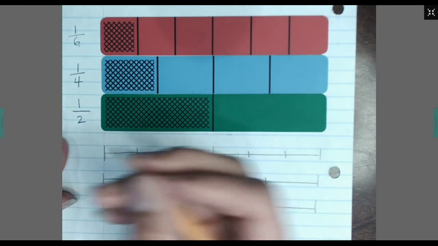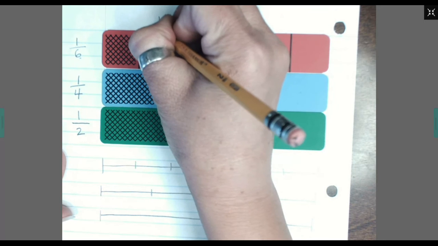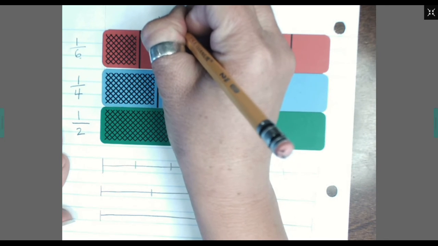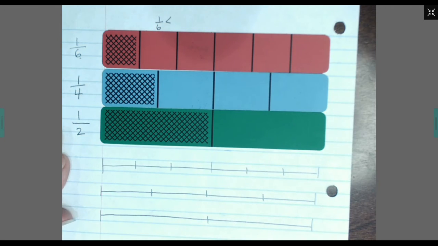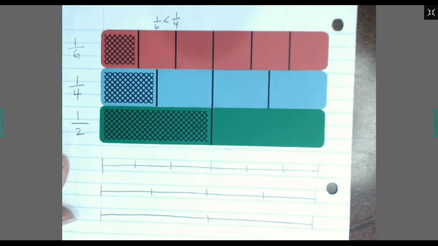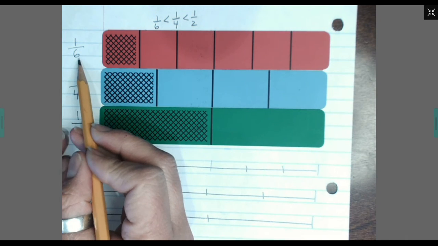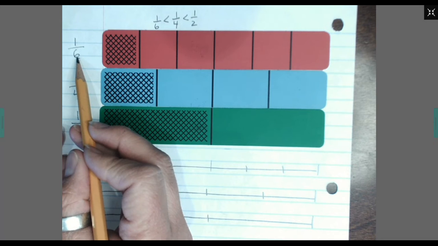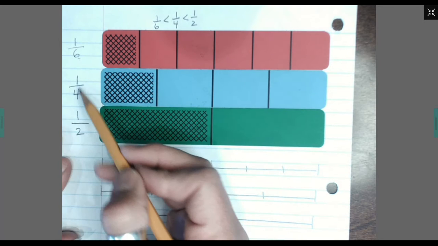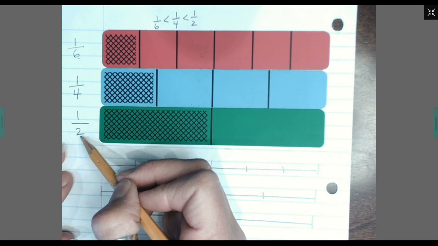1/6 is the smallest. And what's my next smallest? The 1/4 is my next smallest. And my largest is 1/2. So the greater the denominator, the smaller the pieces. If all those numerators are the same, we're going to see which denominator is the smallest number, and that's going to tell me that that's the biggest piece.